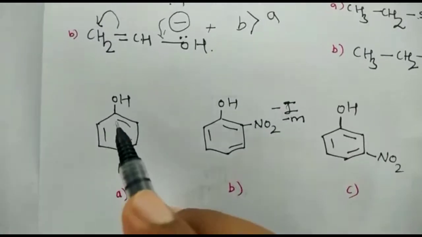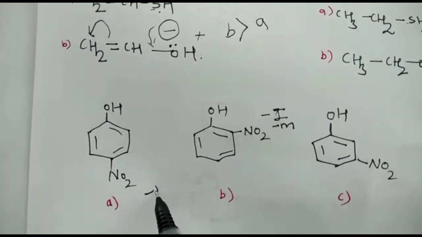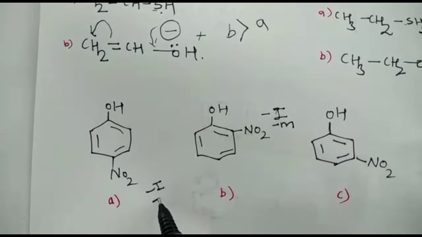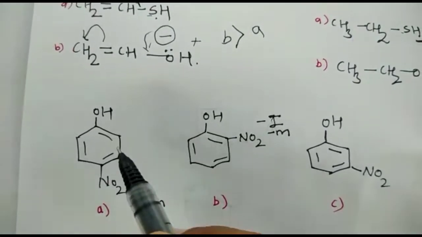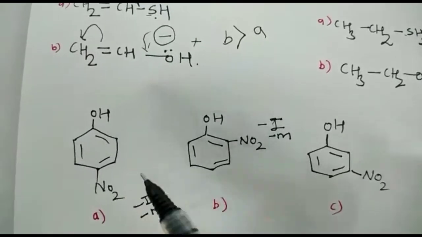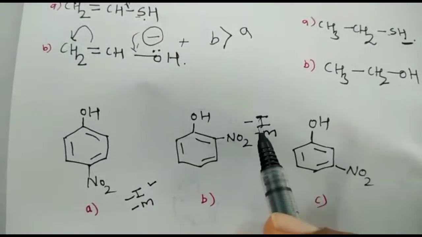Here, in the electron withdrawing group, the minus I effect is there, and along with that minus M is also there. But as you know, as the distance from the OH group increases, the strength of the negative inductive effect decreases. Here the negative inductive effect is more.